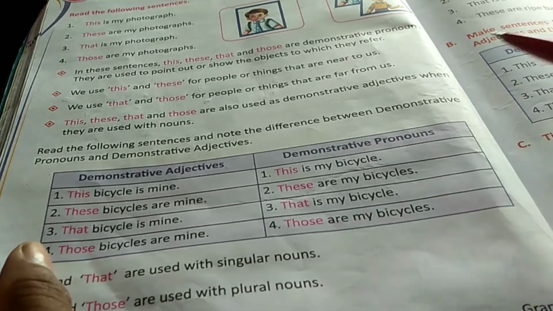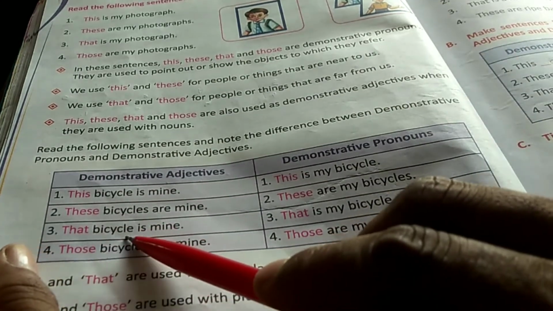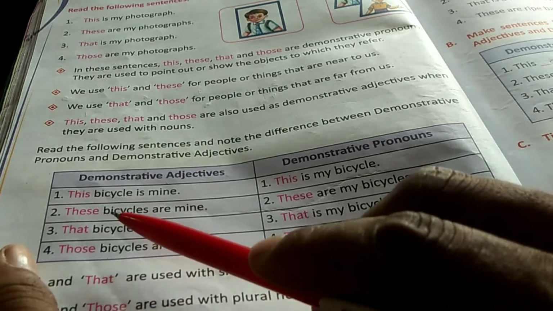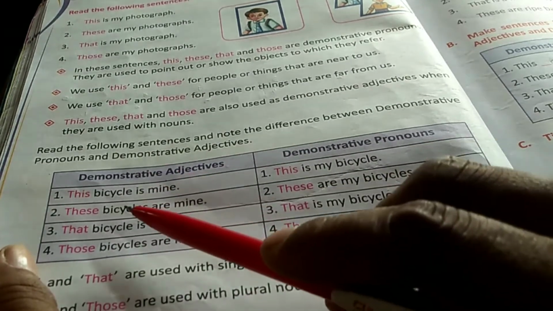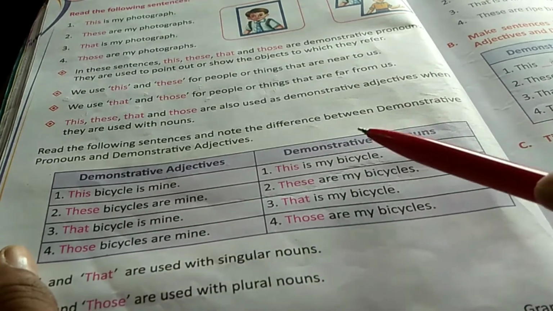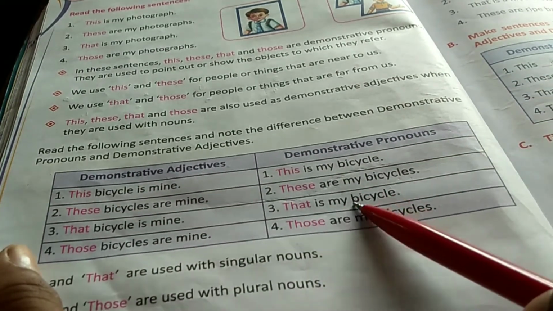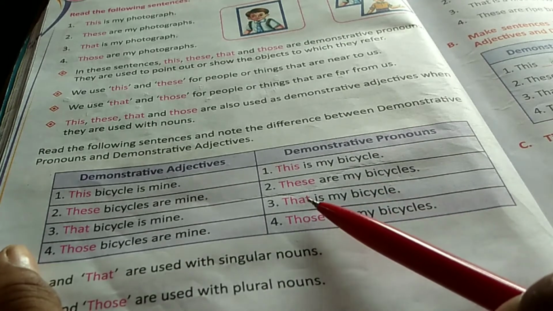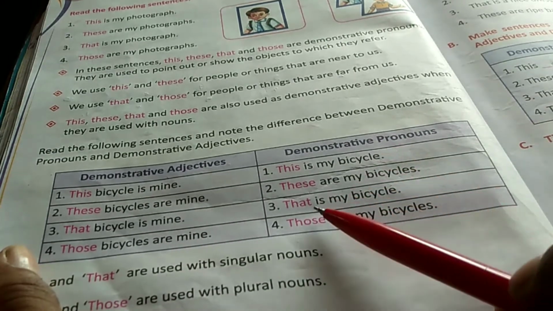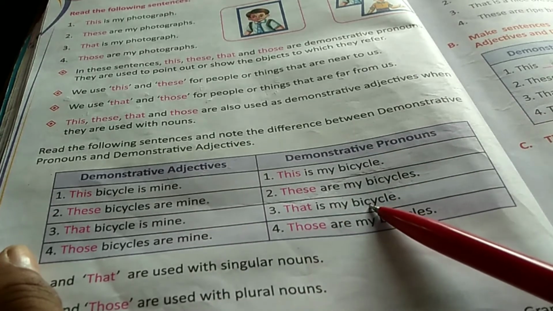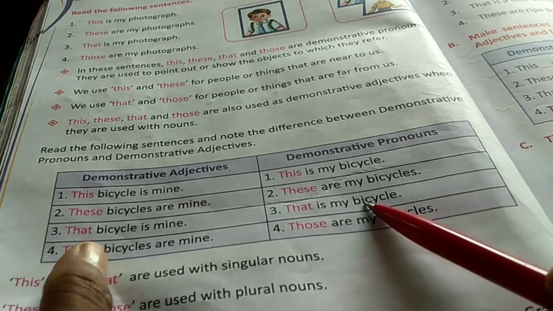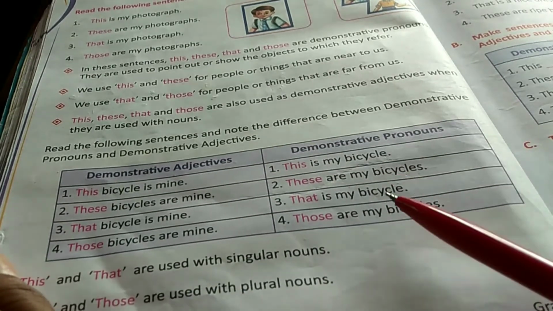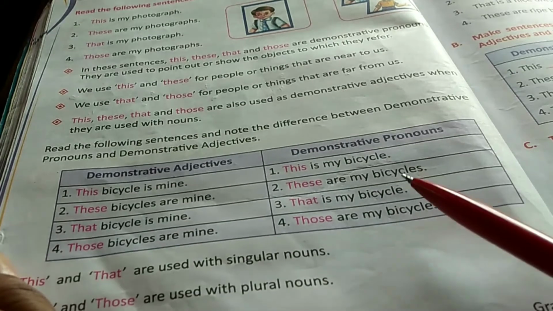Here also, that bicycle is mine. After that, what is coming? Bicycle, a noun, is coming. So this one is a demonstrative adjective. Here we can write that is my bicycle. Here after that, is is coming. Then only it is pointing out the noun bicycle. Here the demonstrative pronoun is used to denote or point out the noun.